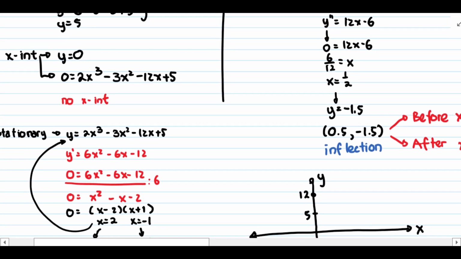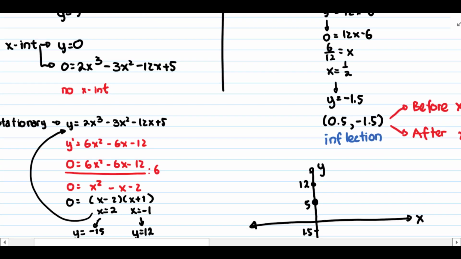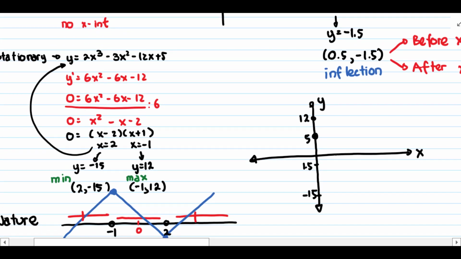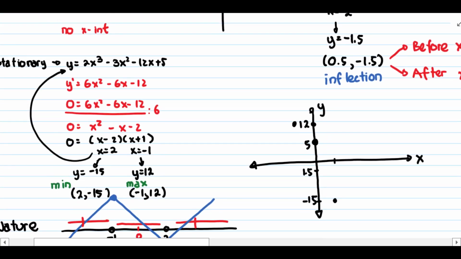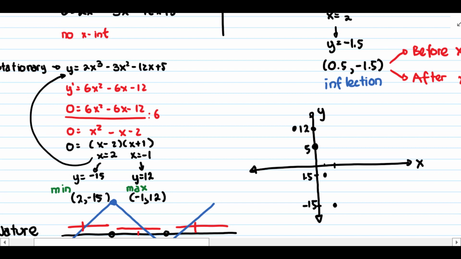For the first one, it's (0, 5) for the y-intercept. And then there are no x-intercept. Next is (2, negative 15). (2, negative 15) is right there. And then (negative 1, 12). And then (0.5, negative 1.5) is right here. Oh, I guess we will have an x-intercept. I don't know if I made a mistake in the x-intercept, but there is an x-intercept, I think.